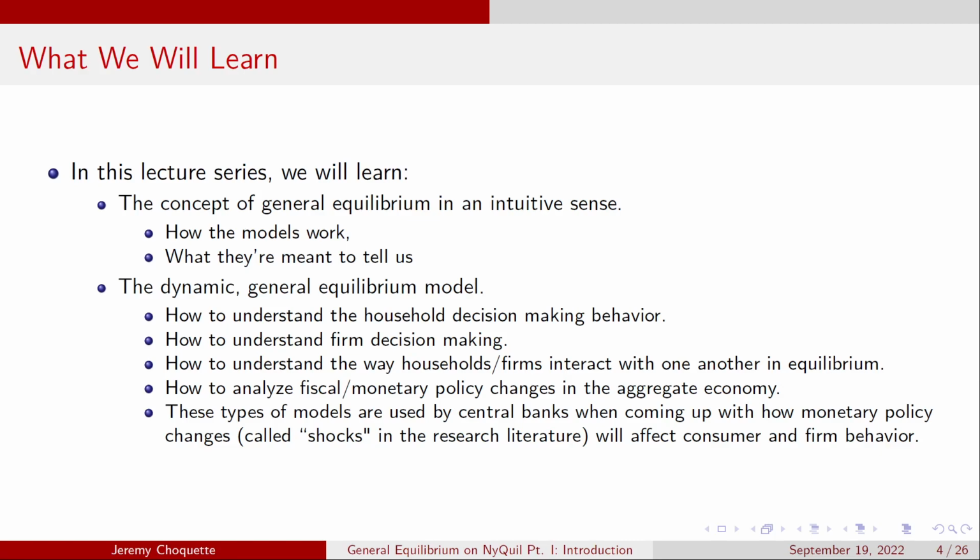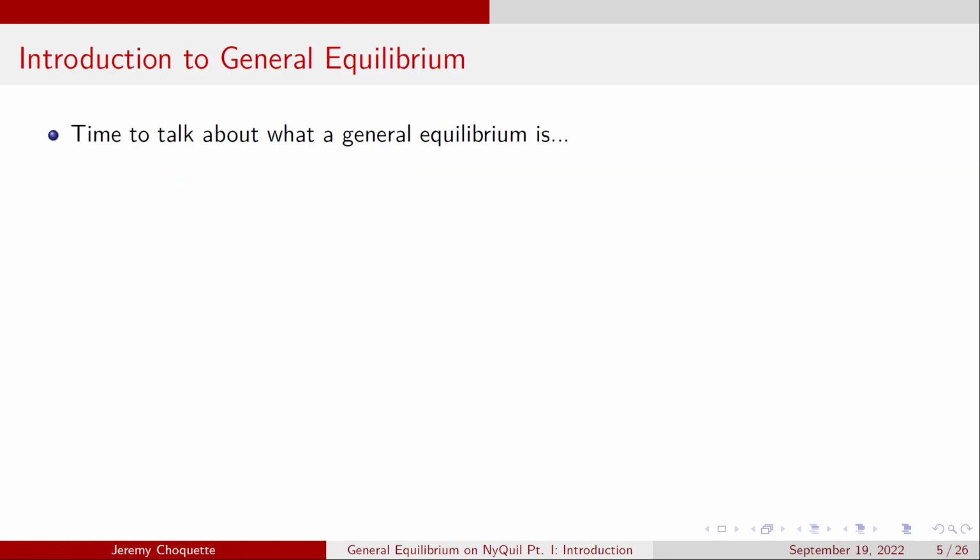And central banks use them when they're coming up with how monetary policy changes, which we call shocks in the research literature, will be affecting the economy. Like, how is it going to affect consumer behavior? How is it going to affect the firm's behavior? For central banks, if they have to raise interest rates, what's that going to mean for government behavior, for the issuance of new government debt, right? There's a lot of little interdependencies that are going to be super important that we're going to be learning about with these types of models.